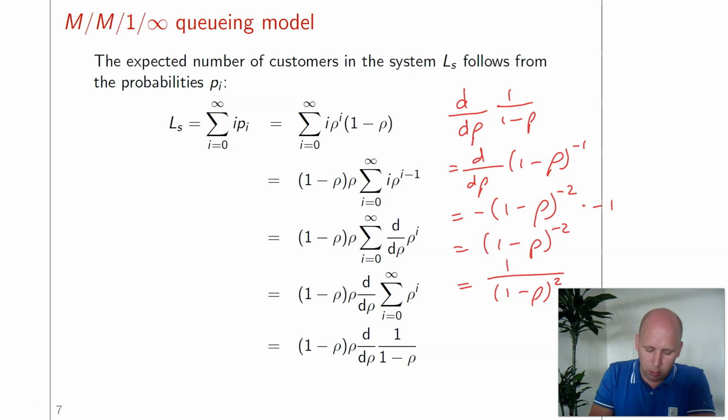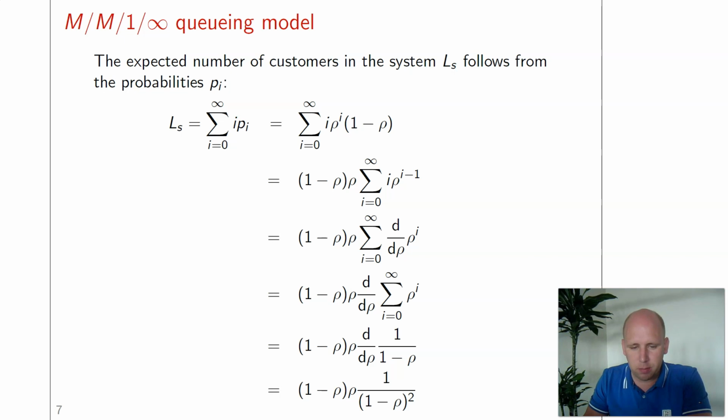So that is what we now plug in over here. And then what we get is this. And then you see that we have 1 minus rho divided by 1 minus rho. So we only have 1 minus rho left once in the denominator. And we can also bring this rho to the numerator. And then this is our final expression. So this is the expected number of customers in the system for an M/M/1/infinity queuing model. So it's only valid if there's no maximum queue length.